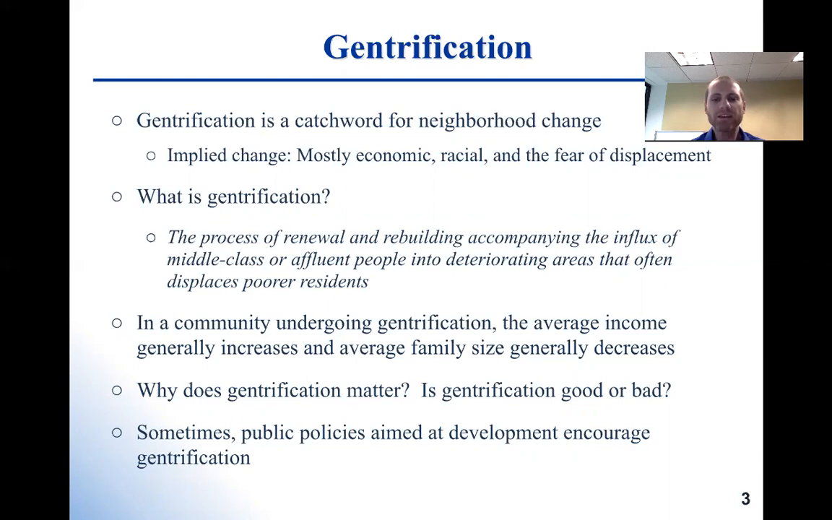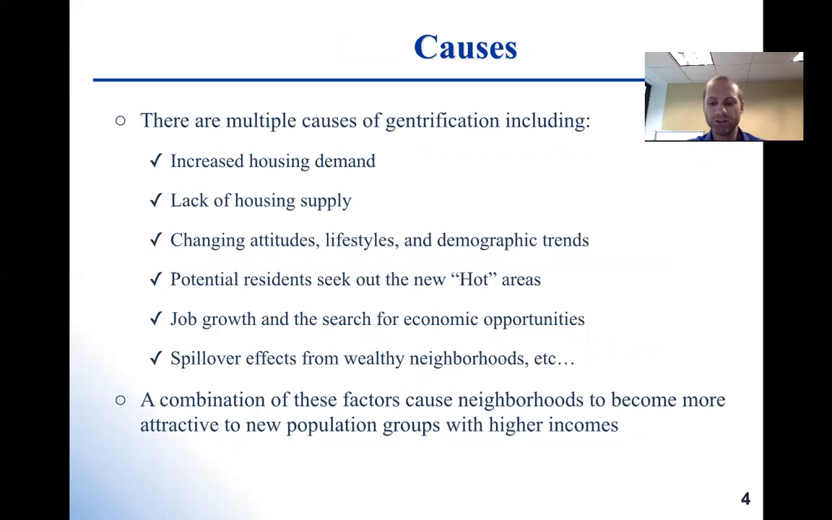So some of the things that tend to happen when communities gentrify is that the average income will generally increase, which we'll expect because of the richer types of individuals moving in, and coinciding the family size. On average, the average family size will also tend to decrease, since we know richer households tend to have fewer kids. So why does gentrification matter? Is it good? Is it bad? There's a lot of debates about this topic, and a lot of policies that have effects on this process. So we want to take a look at what some of the issues surrounding the debates are.